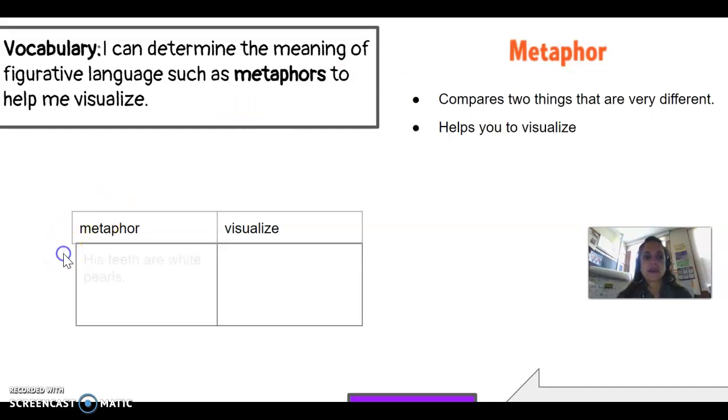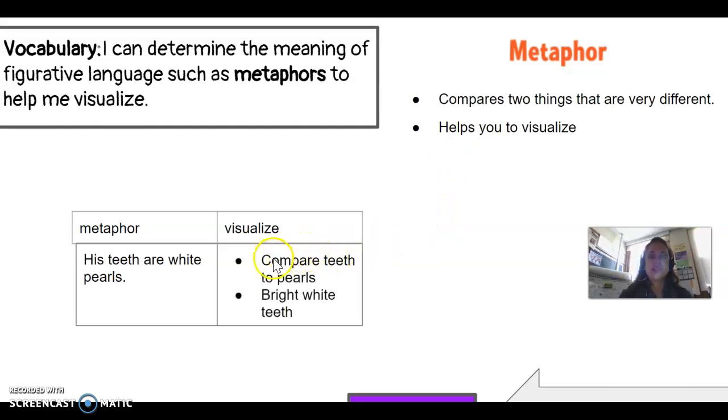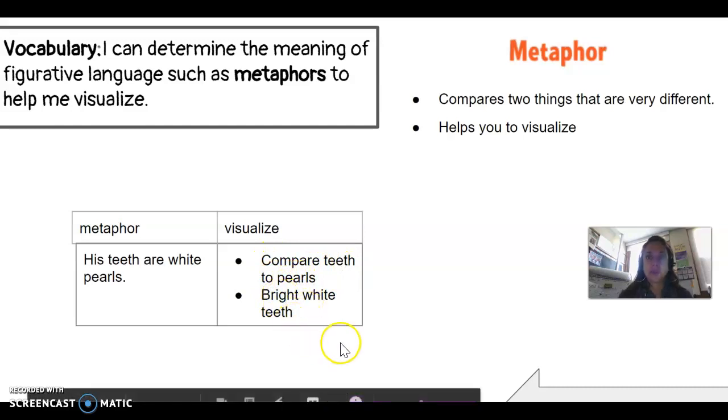So here's an example of a metaphor. His teeth are white pearls. Well, what is the author comparing? Teeth and white pearls. Those are the two things that are very different that are being compared. What does that help me visualize? That the teeth are really, really white. So again, we're comparing teeth to pearls, and bright white teeth is what we can visualize.